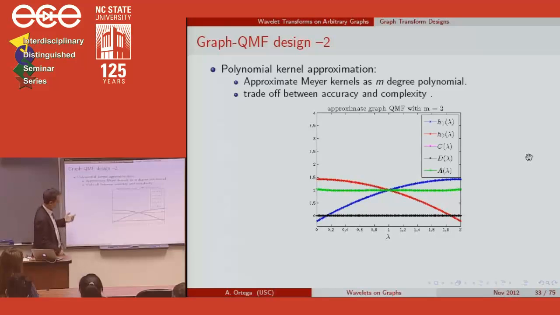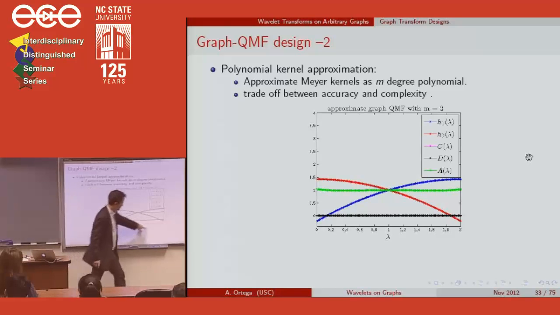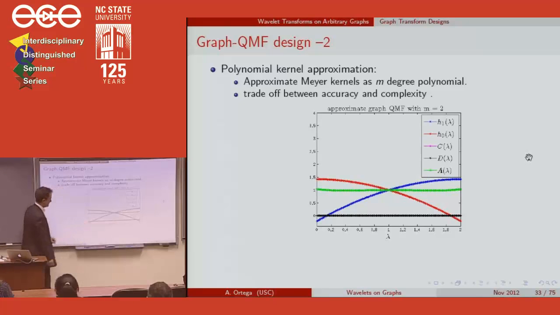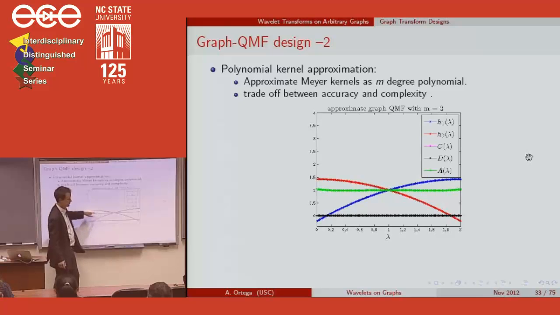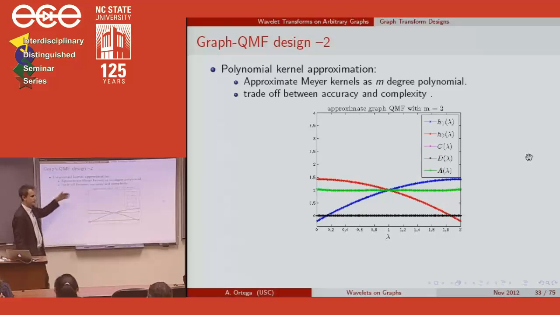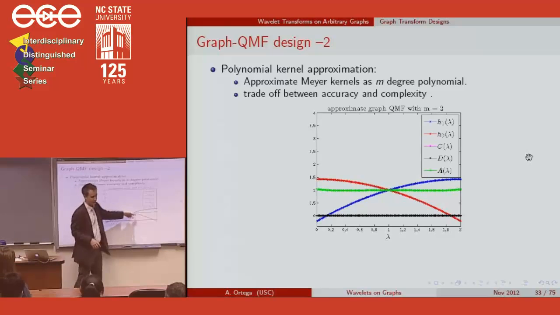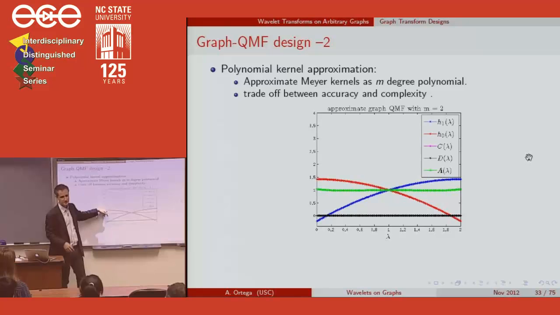And so this is an example. Again, this is 0 to 2. This is the frequency domain for any bipartite graph. This is the low pass, high pass, right? So you can see the decay. And this is the approximation of the graph QMF solution with a Meyer kernel for m equals 2, which means 2-hop localized. So, I don't think you need a lot of signal processing to tell you that these are not very good filters, right? They're not very selective in frequency.